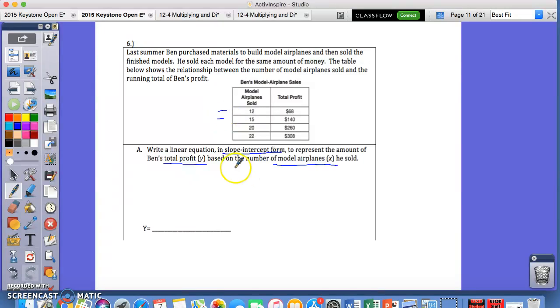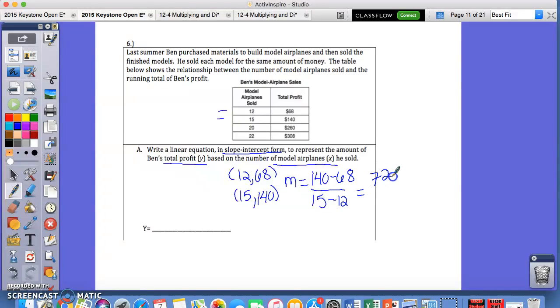So I picked two ordered pairs, (12, 68) and then (15, 140), and found my slope. So we know m is 140 minus 68 over 15 minus 12. So you get 72 over 3, which is 24.